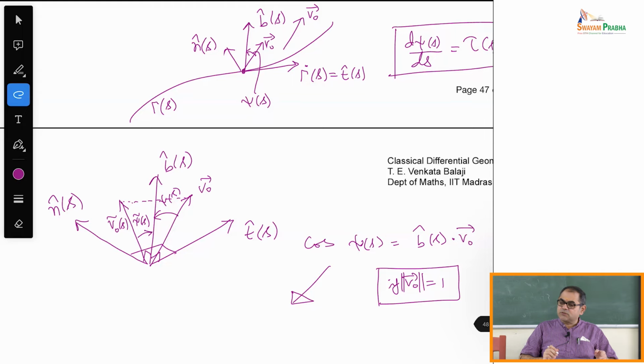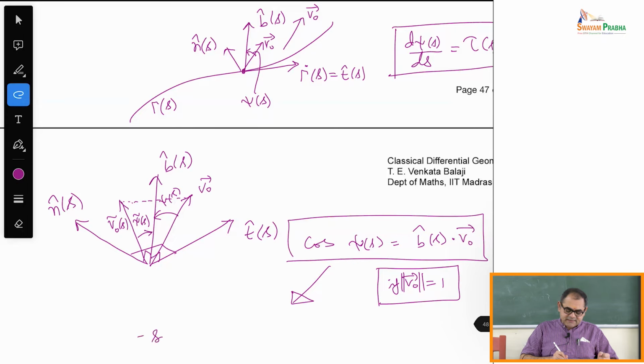So let us do the following. Let me first differentiate this. If I differentiate with respect to s, I will get minus sine psi s d psi s by ds is equal to, differentiating the right side, mind you v naught is a constant vector, b cap dot s dot v naught. This is what I will get if I differentiate.